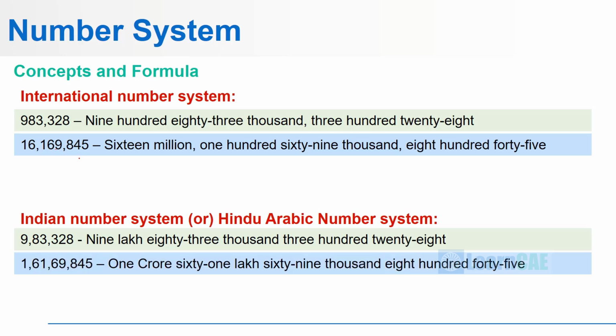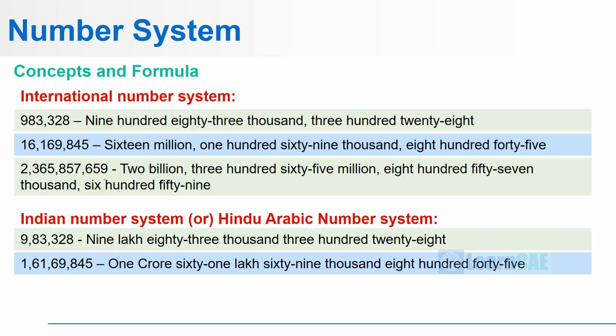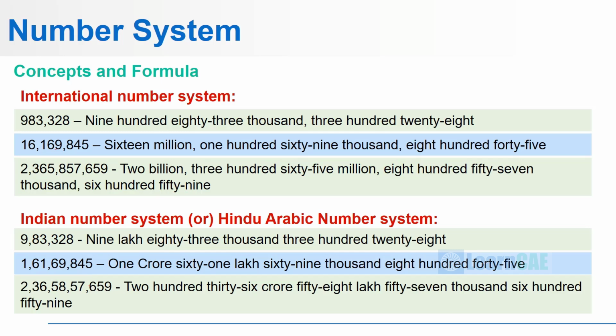Similarly, this one is 16,169,845. Whereas here it is 1 crore 61 lakhs 69,845. And the last one, 2,365,857,659. Whereas here it is 236 crore 58 lakh 57,659. So here you can see the comparison between reading the numbers in two cases.